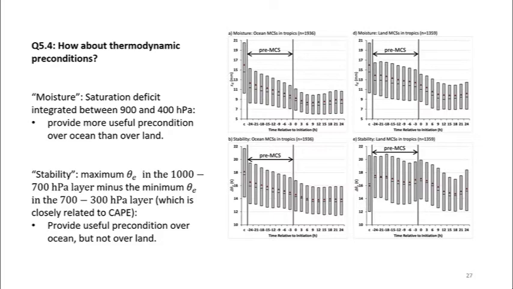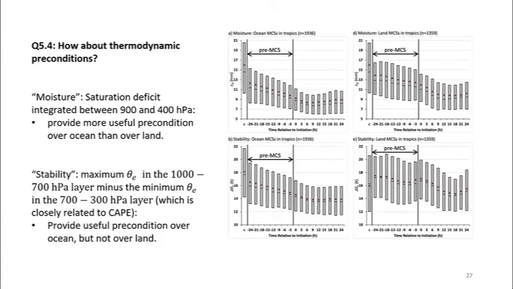The other quantity would be stability, or exactly computed as the difference between maximum equivalent potential temperature, theta E, in the lower troposphere minus the minimum theta E in the upper troposphere. By the way, this quantity is also closely related to CAPE, or the convective available potential energy, which is typically used for convection. Again, if you look at the prediction power for the bottom left, over ocean, there is some difference between pre-MCS and column C. That's the background climatology. So there is some power, but not as high as others. And over land, you cannot tell the difference.